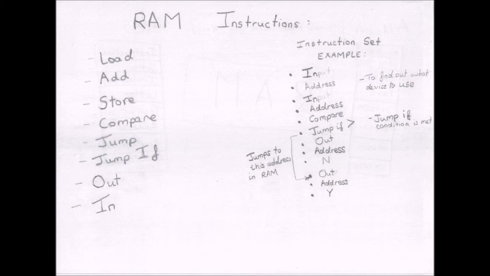Be grateful, jeez. Okay, so here, there is an input instruction, then an address, which loads a number from the input device, then there is another input instruction followed by the same address, which loads another number from the input device. These numbers are compared by a compare function that follows it. Then the jump if function that follows it will jump to another address if the first number is greater than the second number.